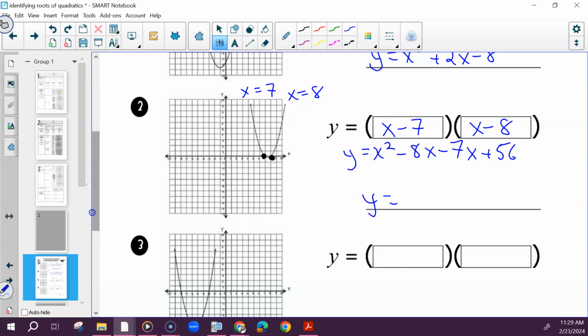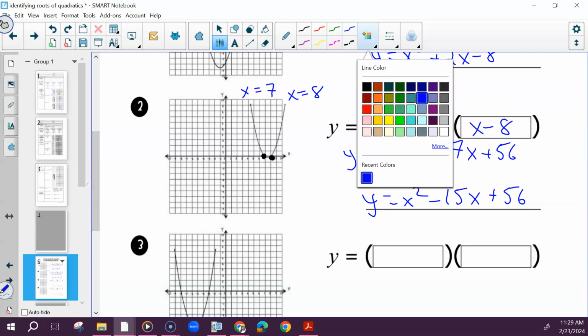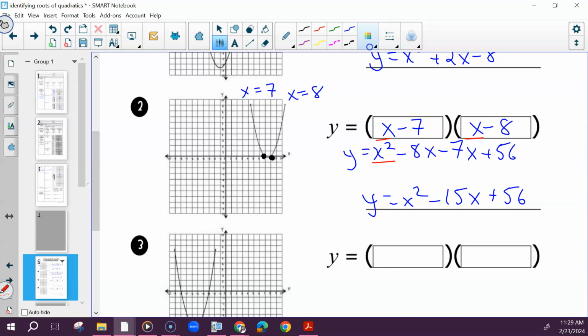What is that final equation? X squared minus 15x plus 56. Yep. How do you get 56? I multiplied this one. So I didn't show that in the first one, but we're multiplying those two together.